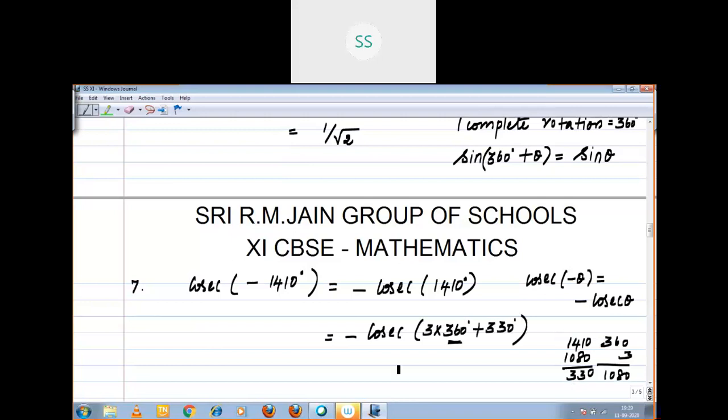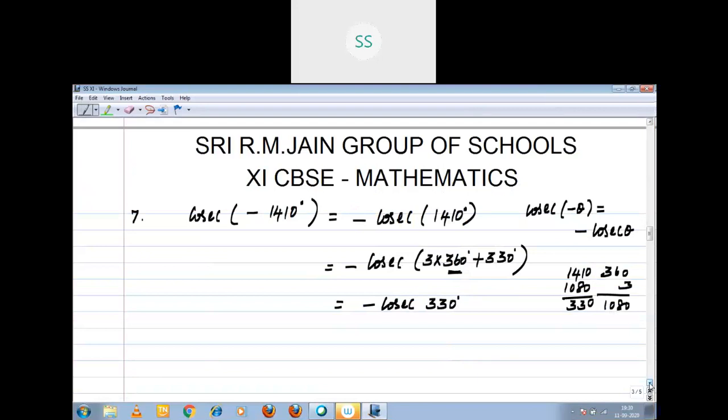See, your focus should be only on this, I said, right? 360 plus theta. That means minus cosecant 330 degree. We don't have the values for 330 degree, right? We have to convert it in terms of 180 plus or 270 minus or 270 plus or 360 minus, like that, right? Cosecant 360 plus theta equals cosecant theta, first quadrant, right?